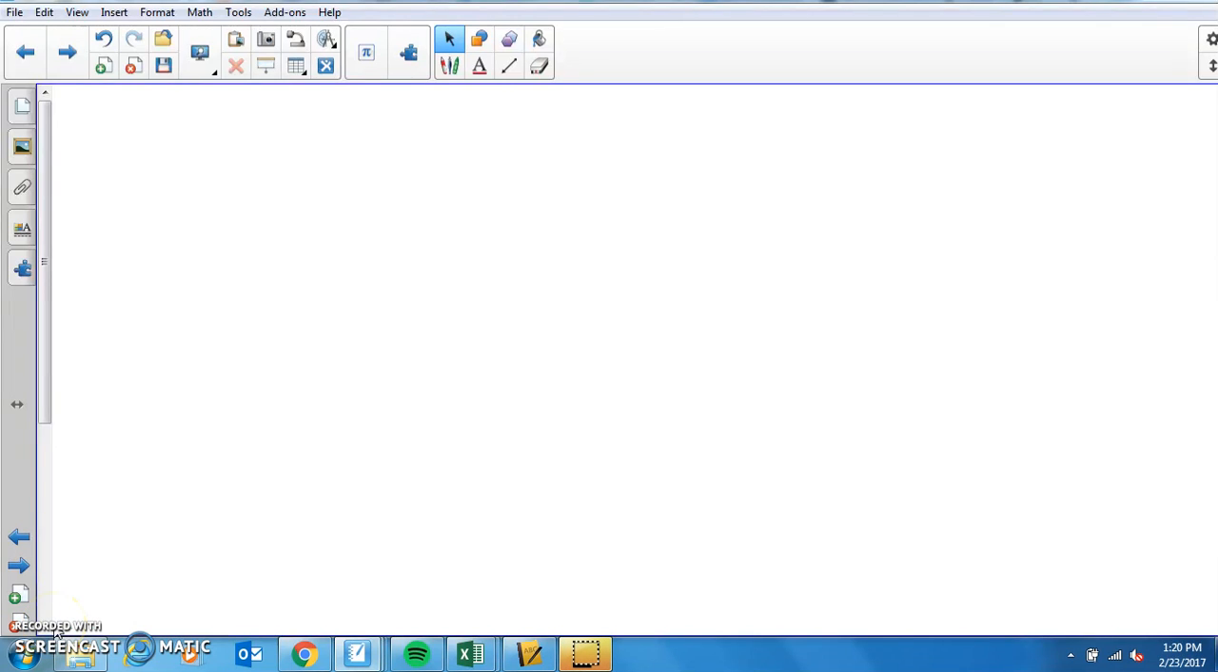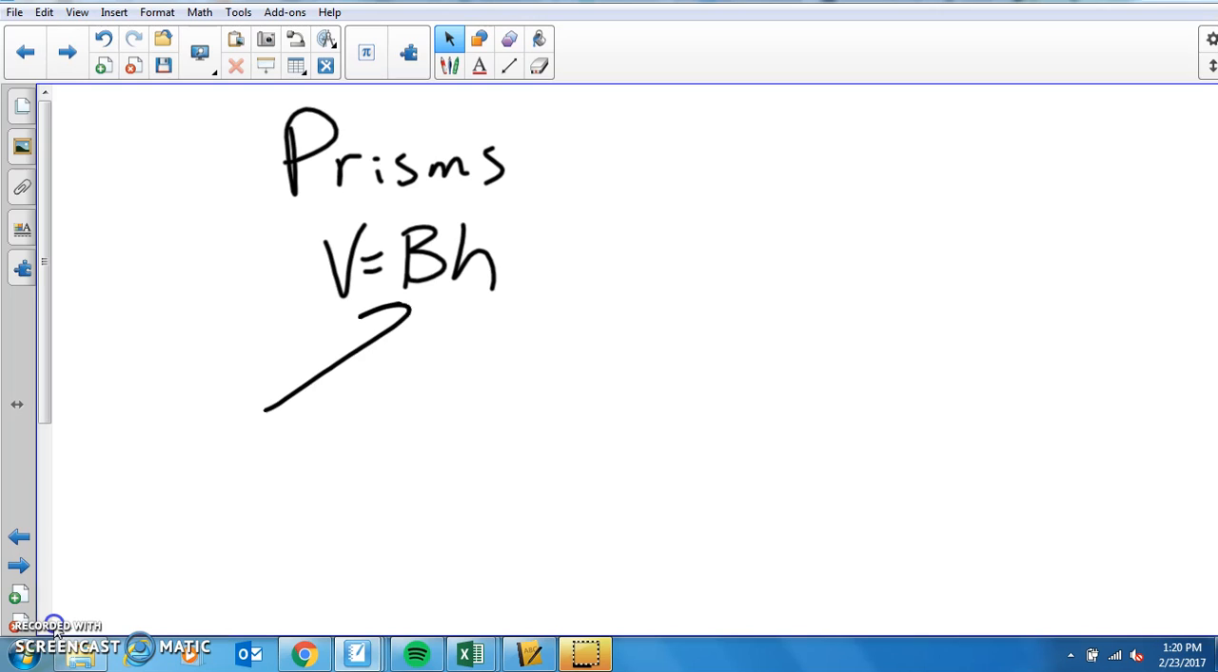All right, the other day we started our unit on volume and surface area. We started off working with volume of prisms, and our formula is volume equals base times height. What we had to do is figure out the shape of the base and substitute it in for the uppercase B. It was either a square, a rectangle, a circle, or a triangle.